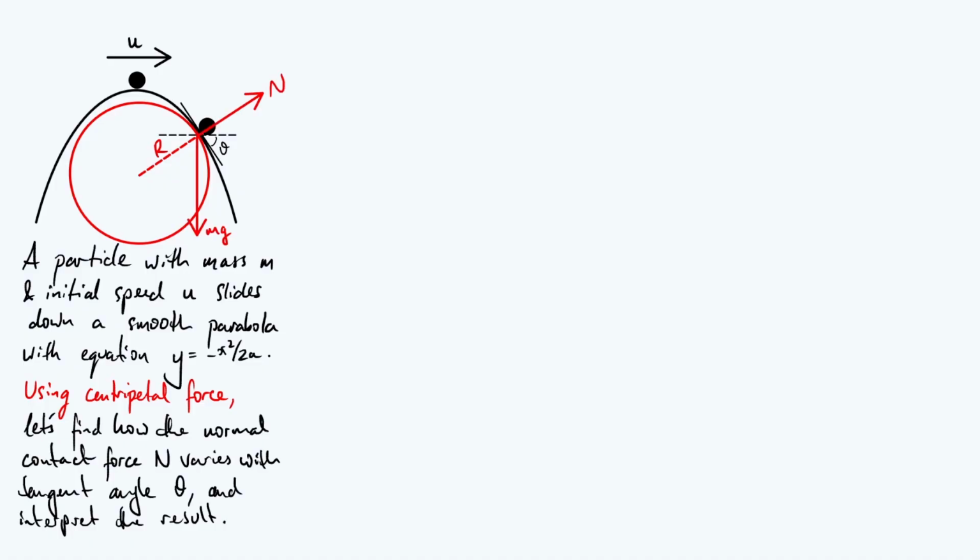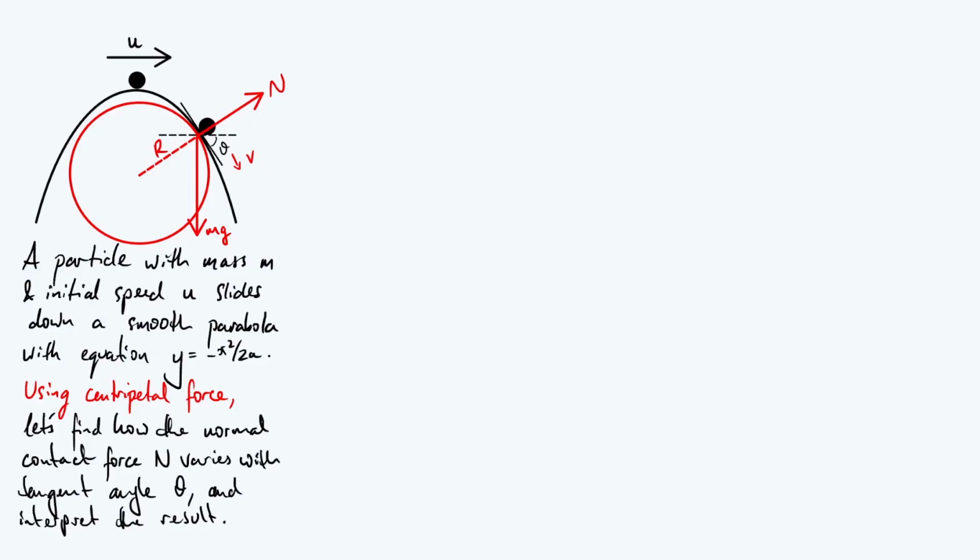So I've also added the two forces which are acting on the particle at this particular point. You've got the weight mg acting straight down, and you've got the normal contact force N acting perpendicular to the parabola. N is the force that we're interested in. I'm also going to define the speed of the particle at this point. Let's say it's going tangentially to the parabola with a speed of v at that instant.